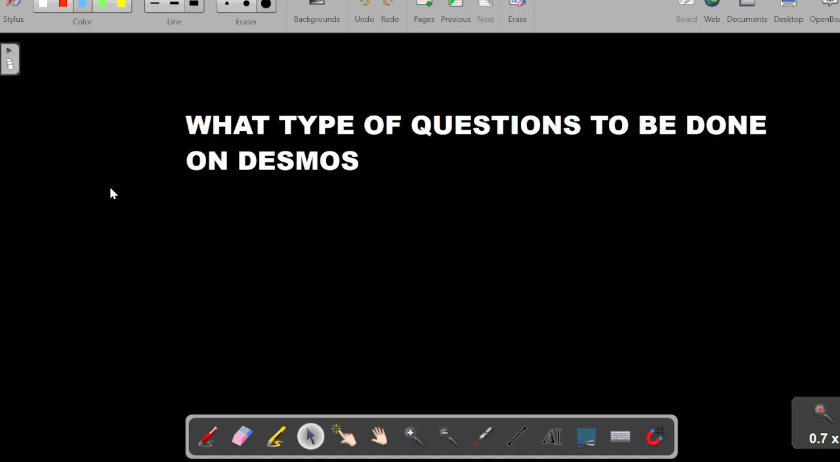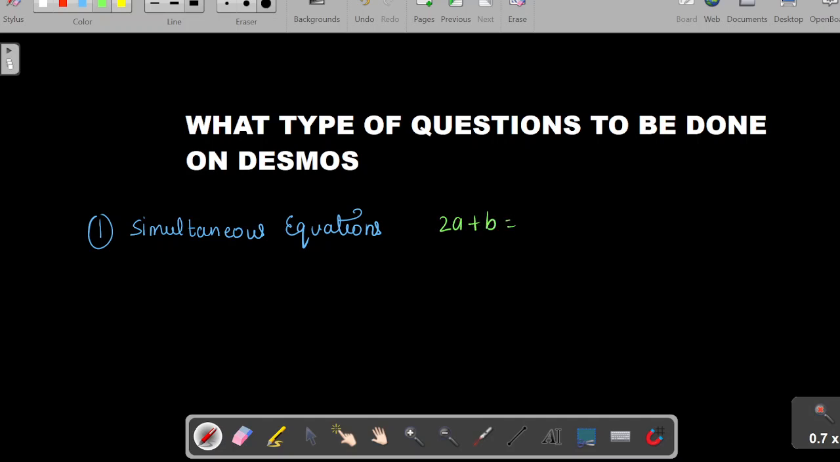So the first topic that you can do on Desmos is simultaneous equations. I'm sorry because my handwriting is not that good, but I'll try my best to write it. Simultaneous equations, as in, suppose you are getting two equations in two variables. For example, 2a plus b equals 2, and 4a minus 2b equals 19. These are the two equations we can do on Desmos.